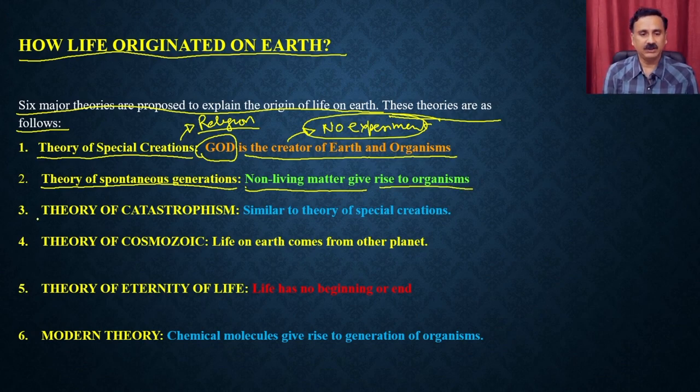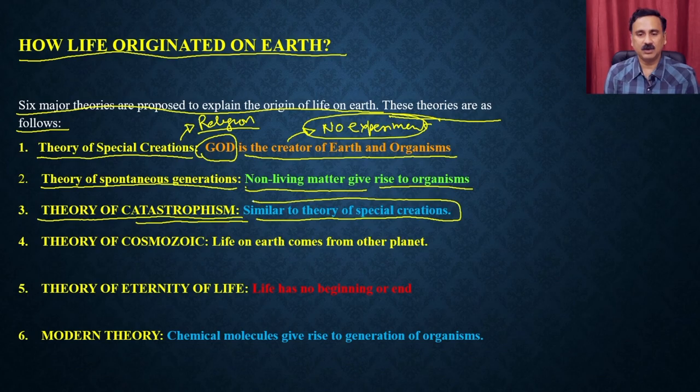And then we have the theory of catastrophism. The theory of catastrophism is also very similar to the theory of special creation. It also believes that life was originated by God, and then there were catastrophes, and because of that some organisms have now vanished and so on. So it is very close to the earlier theory, and there were no experimental evidences that this has actually happened.